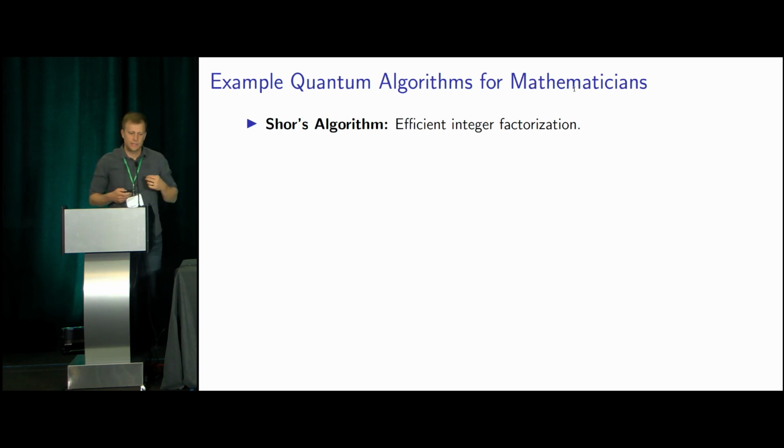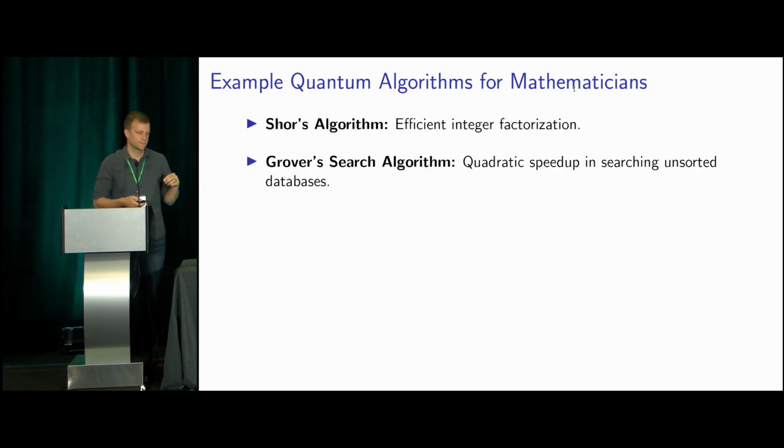Shor's algorithm, right? Efficient integer factorization. Okay, cool. Under the caveat that you have tens of thousands more great qubits, that's definitely needed.